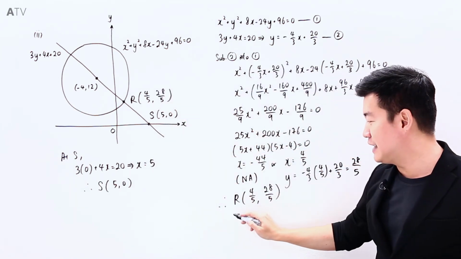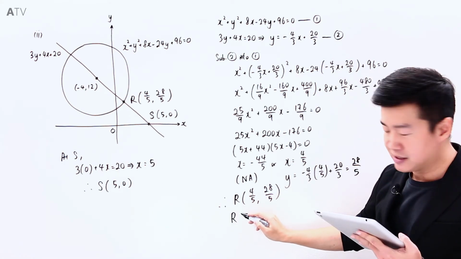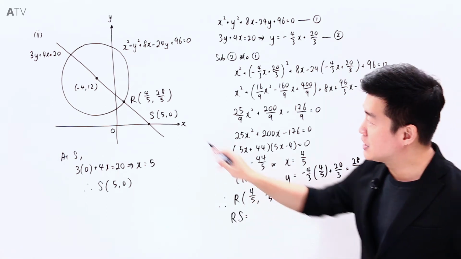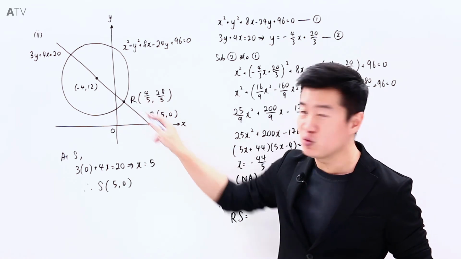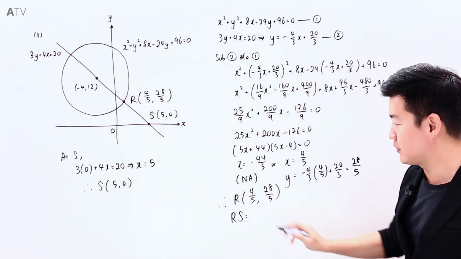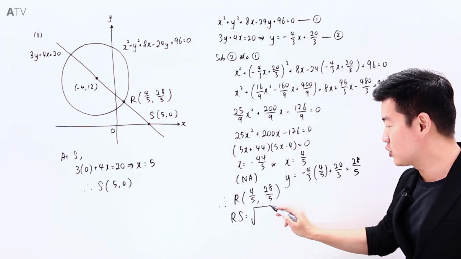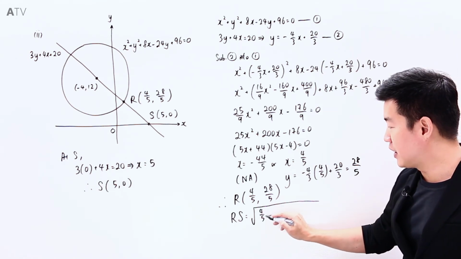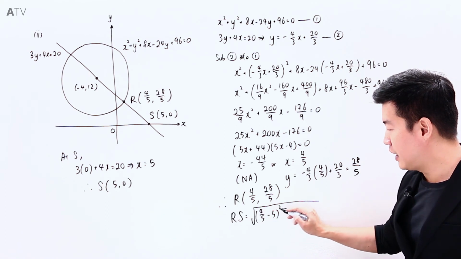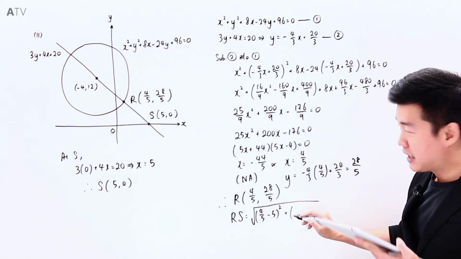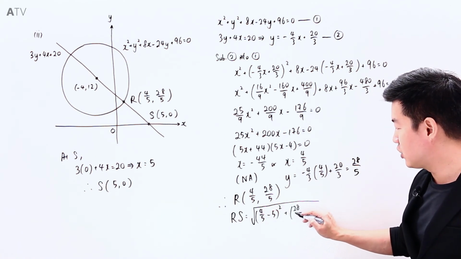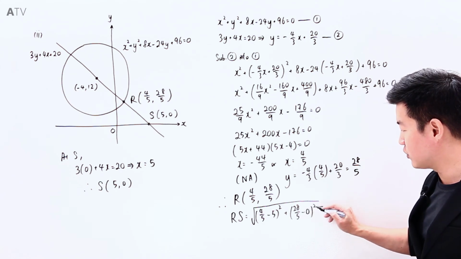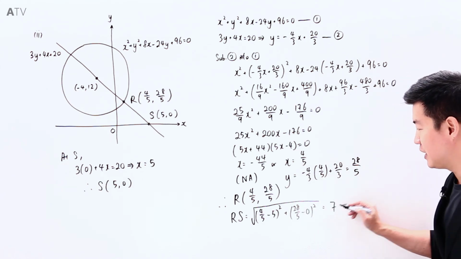This will definitely help me to find the distance RS, which is between these 2 points. Making use of the coordinates of the 2 points, it is going to be the square root of (4 over 5 minus 5) squared, x1 minus x2 squared, plus (28 over 5 minus 0) squared. And this will give me 7.